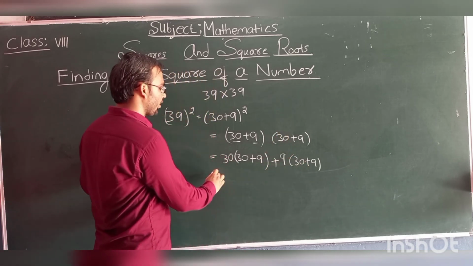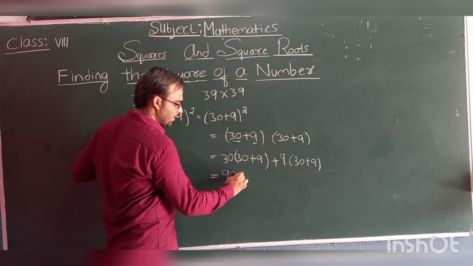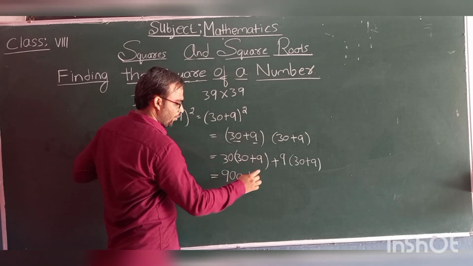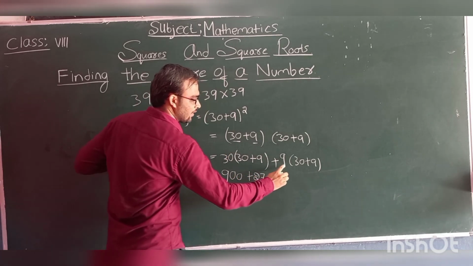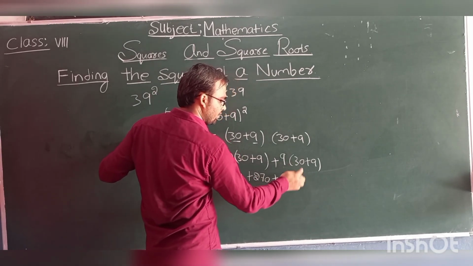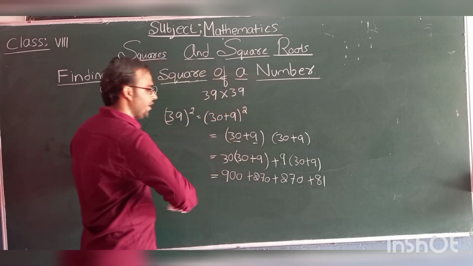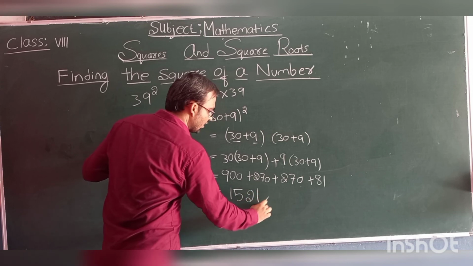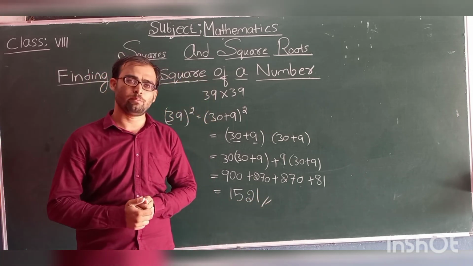Okay. So now 3 3s are 9, 0 0 0, that is 30 into 30 is 900. Next 3 9s are 27, and here 0 is there, that is 270. Plus 9 30s are the same, 270. Plus 9 9s are 81. So when we add all these, students, what are we getting? We are getting the same answer. So using this method also we can find the square of any number.